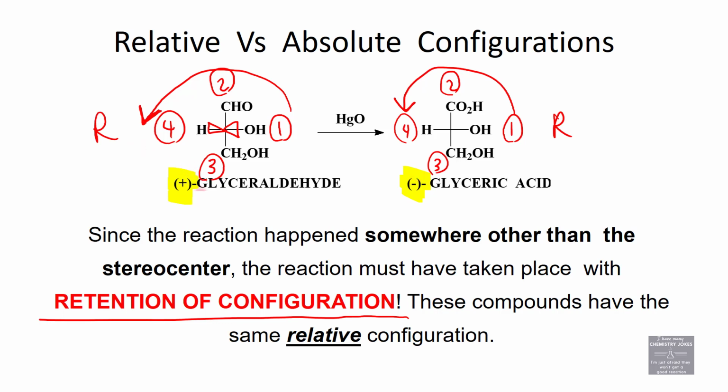It just so happens that R glyceraldehyde rotates clockwise, while R glyceric acid rotates light counterclockwise. The clockwise or counterclockwise of my R and S does not relate to the rotation of plane polarized light. Okay.